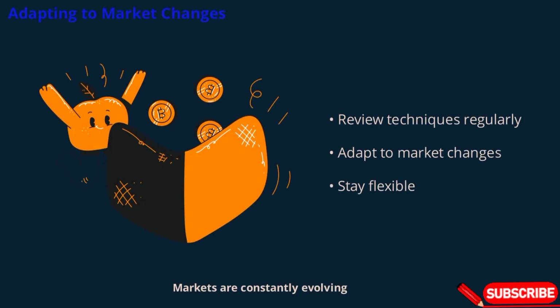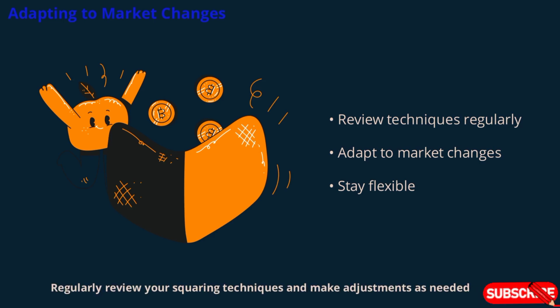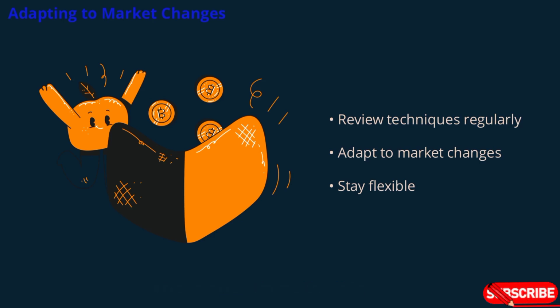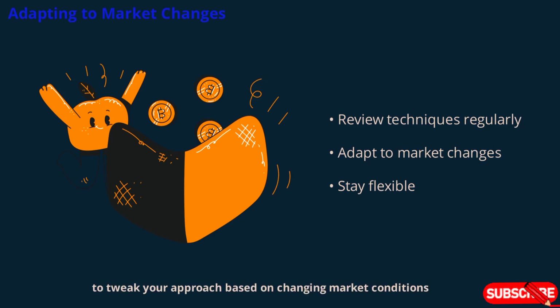Markets are constantly evolving, and successful traders adapt their methods to keep up. Regularly review your squaring techniques and make adjustments as needed. Stay open to new ideas and be willing to tweak your approach based on changing market conditions. Flexibility is key to long-term success.